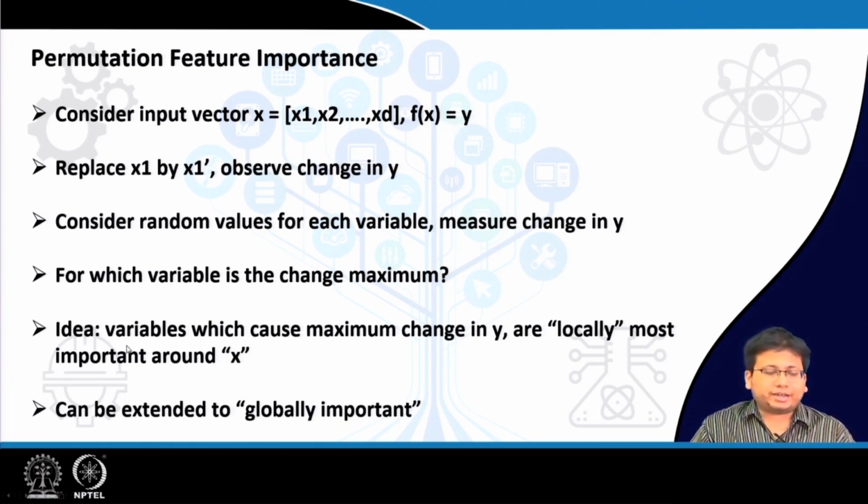So, the idea here is that the variables which cause maximum change in y are the most important variables, at least locally. That means, for these values of the other variables, this feature is most important. For some other values of the other variables, some other feature might be most important. So, we are basically looking for the locally most important feature in this situation. That is the permutation feature importance.